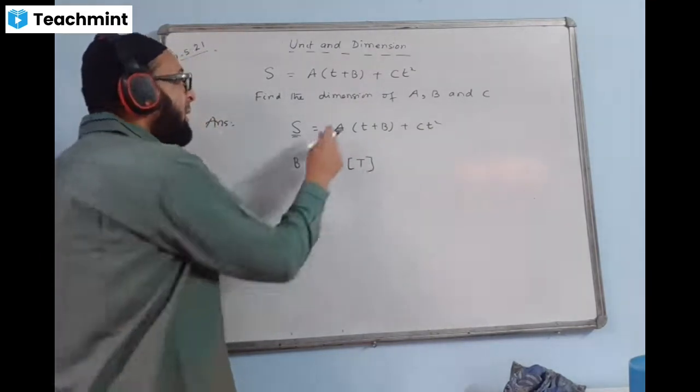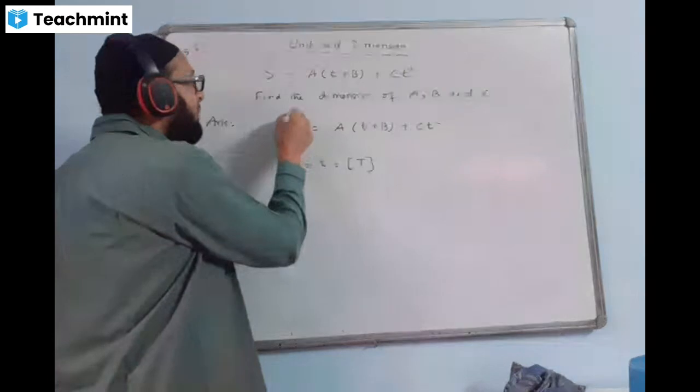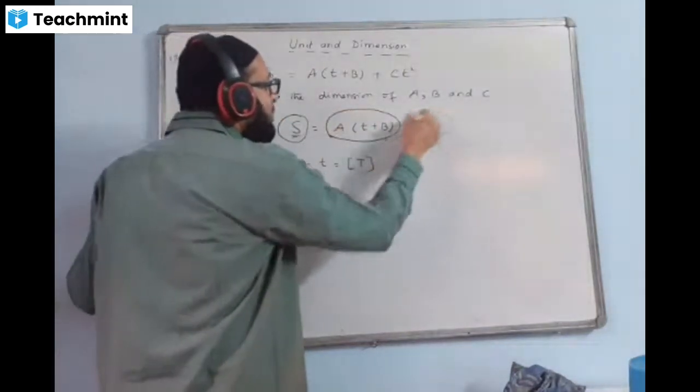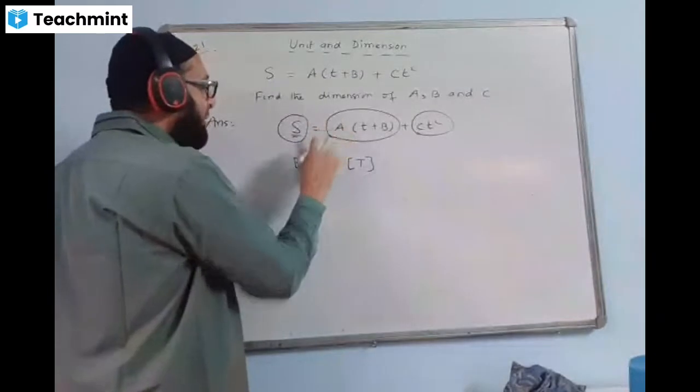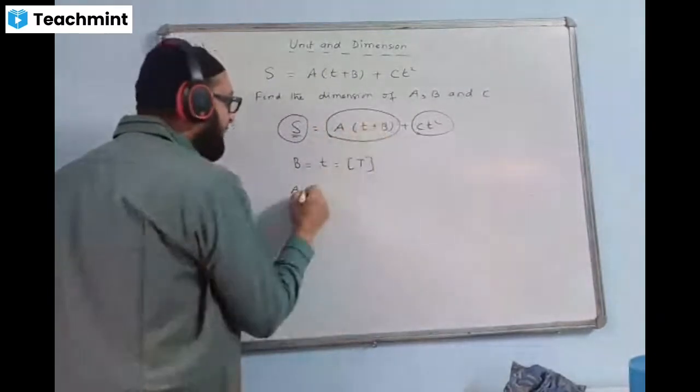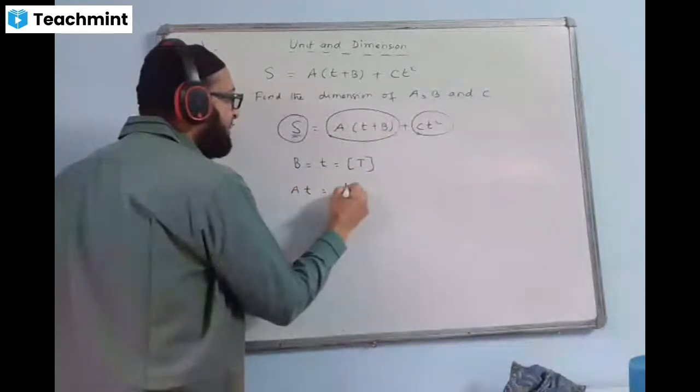Okay, now how to find the dimension of A? The entire thing will be distance. This will also be distance, the entire thing. So right here A, and this thing is time plus time. This is like A into time is equal to distance.